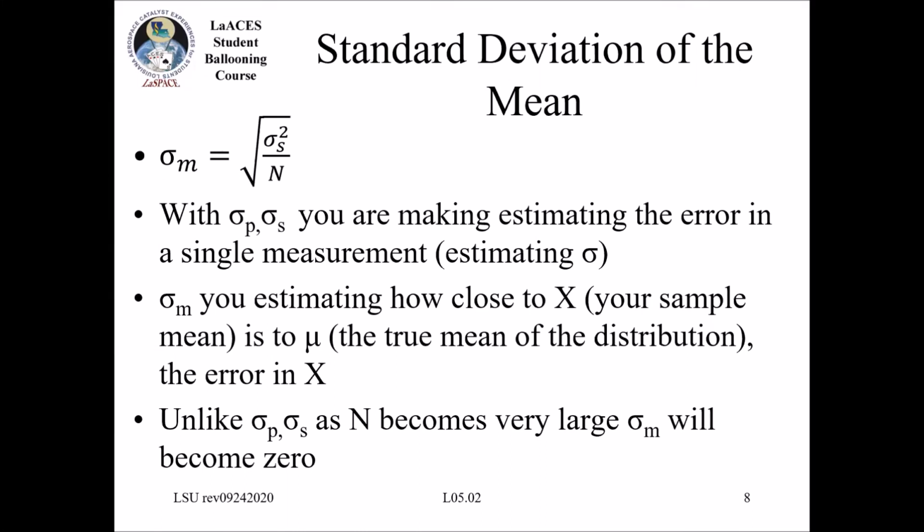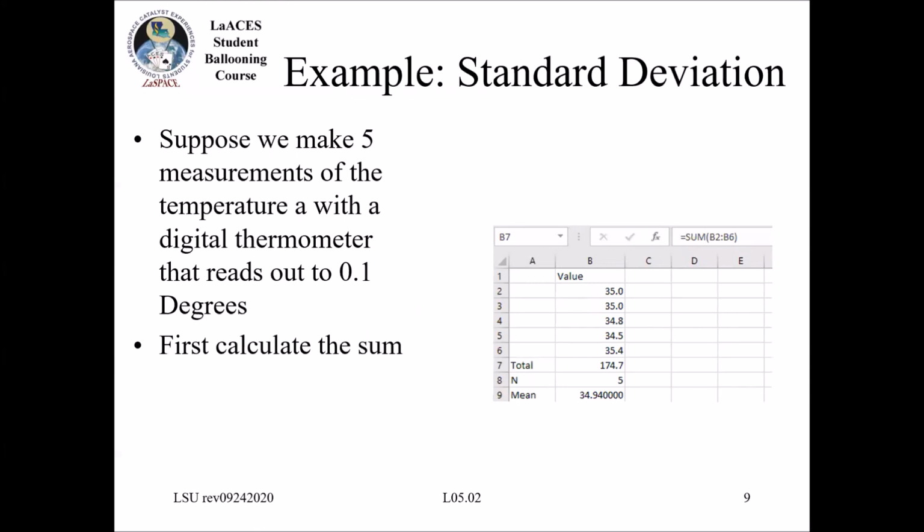And most importantly, as I take more and more measurements, this one actually becomes 0, because there effectively is no difference between my mean and whatever the true mean is. So how do you practically make this sort of calculation?